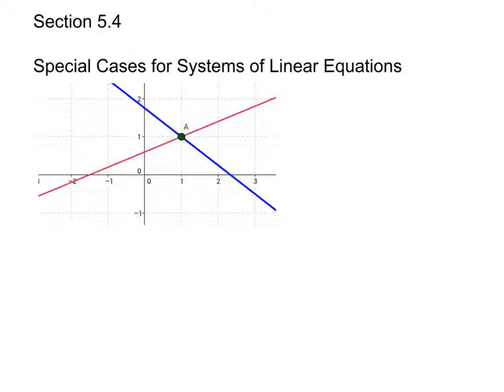Using GeoGebra here, we have two lines, a blue line and a red line, and this green point A is their point of intersection. The coordinates of this point, which are 1, 1, will satisfy the equation of both the blue line and the red line, making that the solution to the system of equations. What we're going to talk about right now is some special cases, because two lines don't always intersect perfectly at just one point, and that's what we're going to look at today.